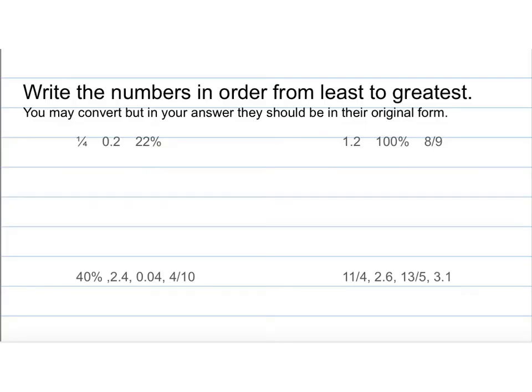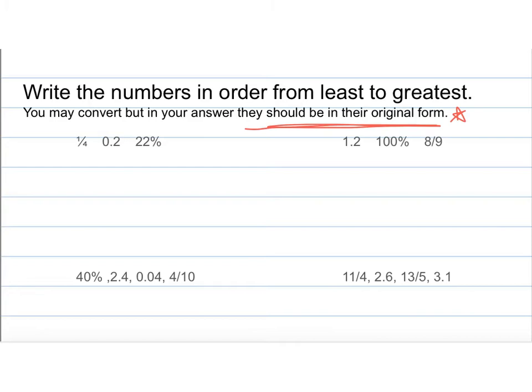Okay, now we're going to work on putting these in order from least to greatest. And in order to do that, we're going to convert them all to be the same format, either all fractions, decimals, or percents. And again, if you're converting to fractions, then you need to get a common denominator. Once you have them figured out, least to greatest, note that they should be written back in their original form. So you might want to write that down.